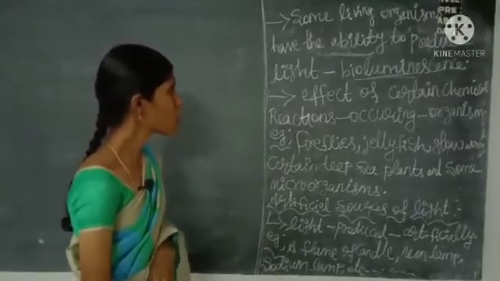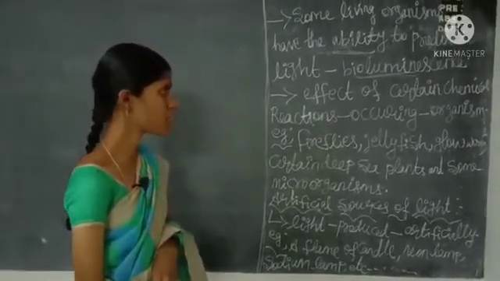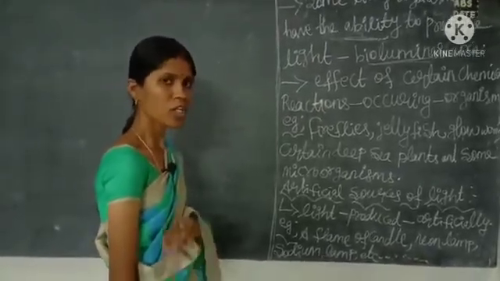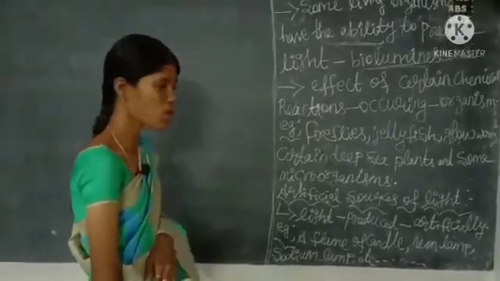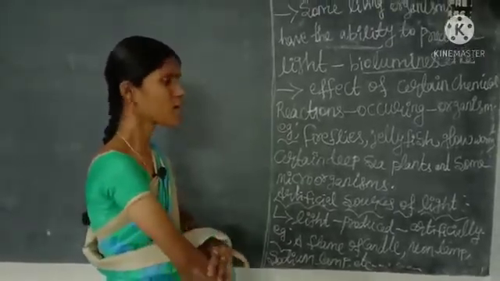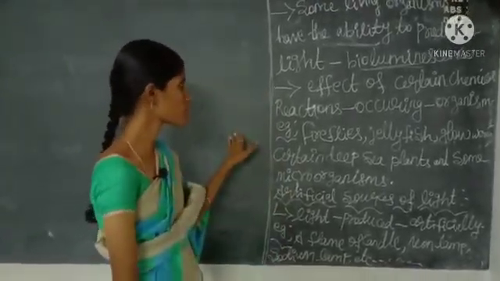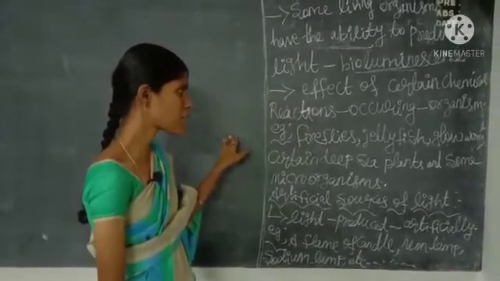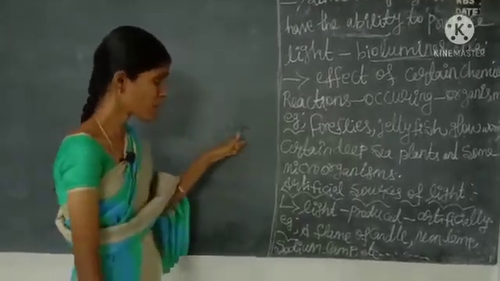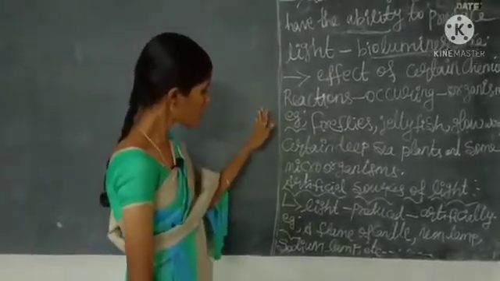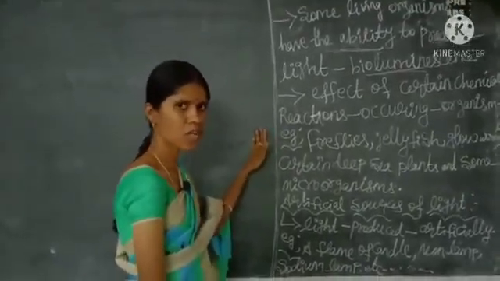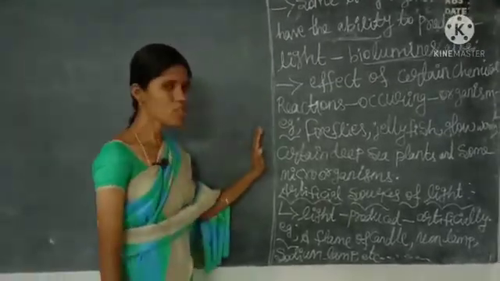It is the effect of certain chemical reactions occurring in the organisms. For example, fireflies, jellyfish, glowworms, certain deep sea plants and some microorganisms. These come under the category of natural sources of light, like the sun, moon and stars.